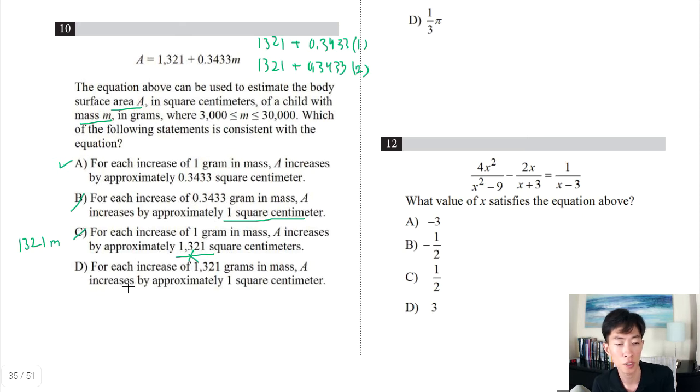Choice D, for each increase in 1321 grams in mass, A increases by approximately 1 square centimeter. So number one, mathematically that doesn't make sense because each 1321 that you add to the equation, it's going to add 1321 to the surface area. And also because there's no variable attached to this 1321, by increasing the mass, there's no way to increase the 1321. So D doesn't really make sense, and that leaves A as our answer.